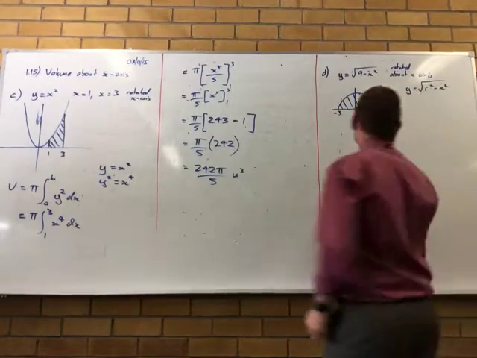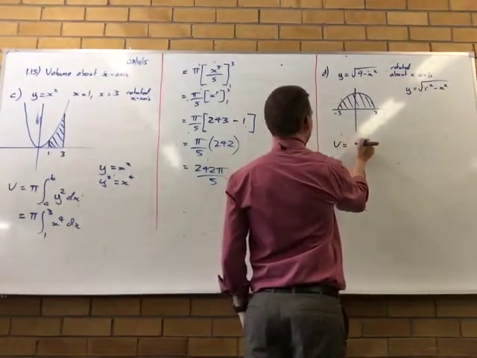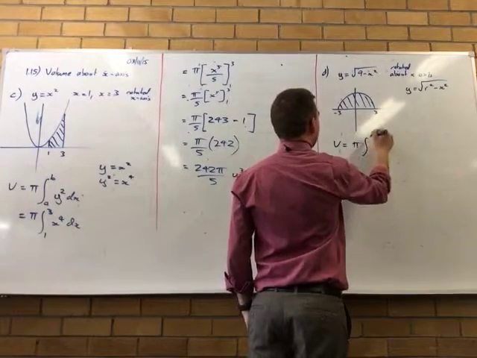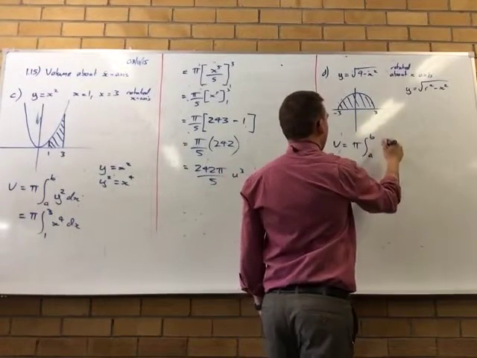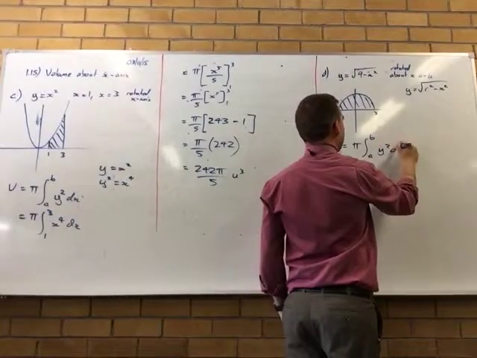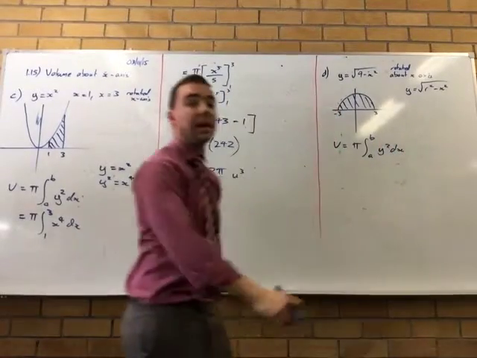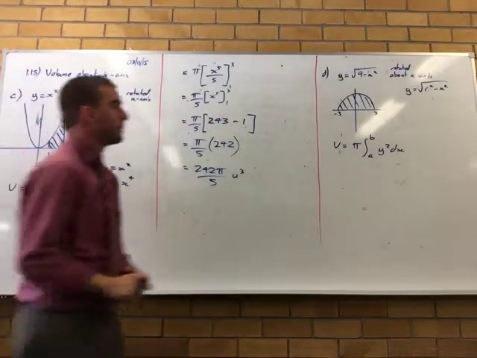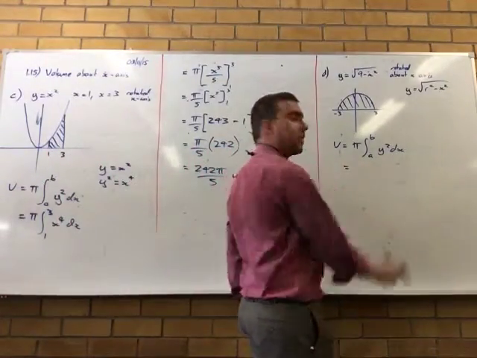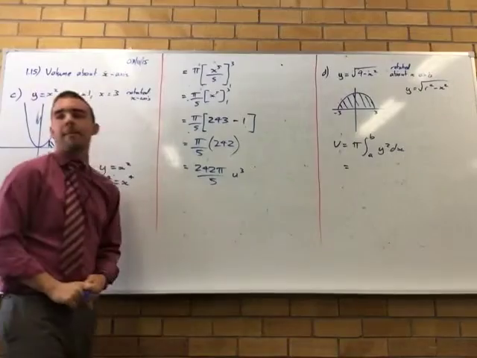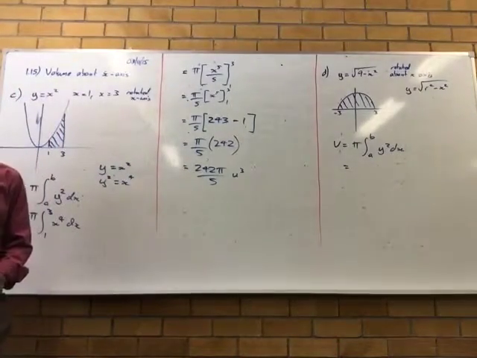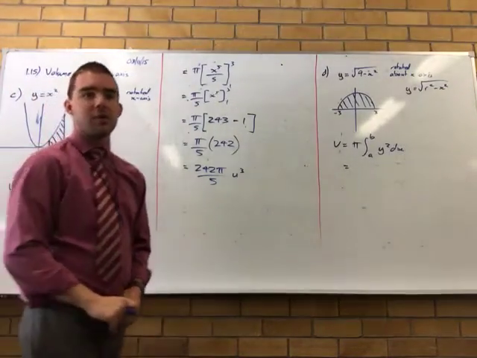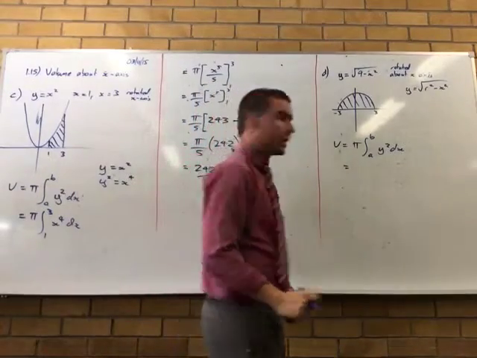Okay, so volume is pi integral from a to b of y squared dx. We are rotating about the x-axis. Okay, what are my bounds? 3 and negative 3. But 3 and 0 would be easier, because of symmetry.